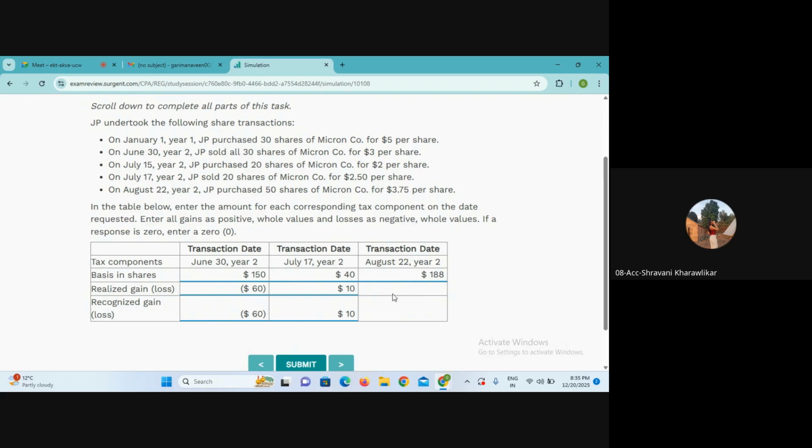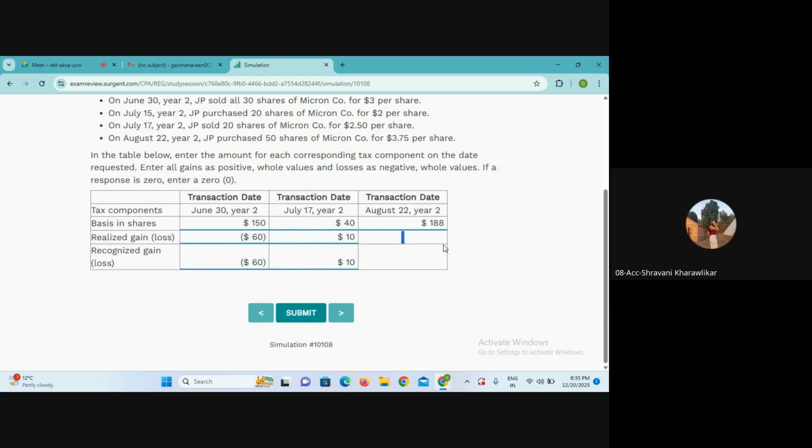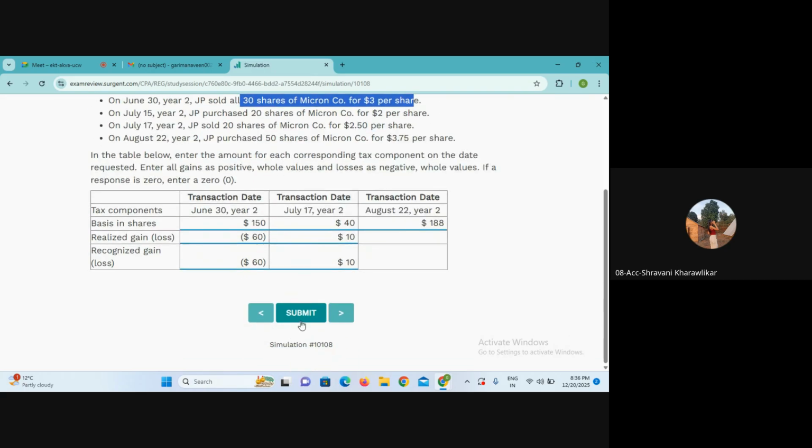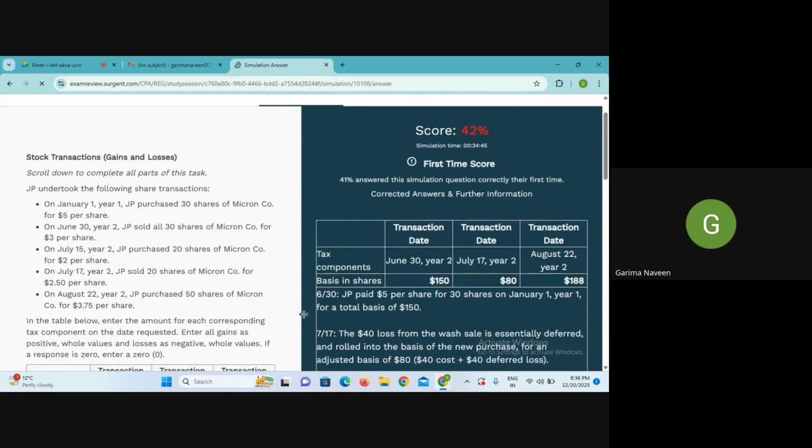Ma'am, no realized gain or loss because there is nothing ahead. So nothing you have to fill here. But ma'am, I guess for the basis in share, for the first June 30, will it be 30 into 3? 30 into 3 is the selling price, not basis. Sorry, no, it would be 150 only. And for 20 into 2. No, ma'am, I guess it's correct. Okay. So let's submit. Okay.